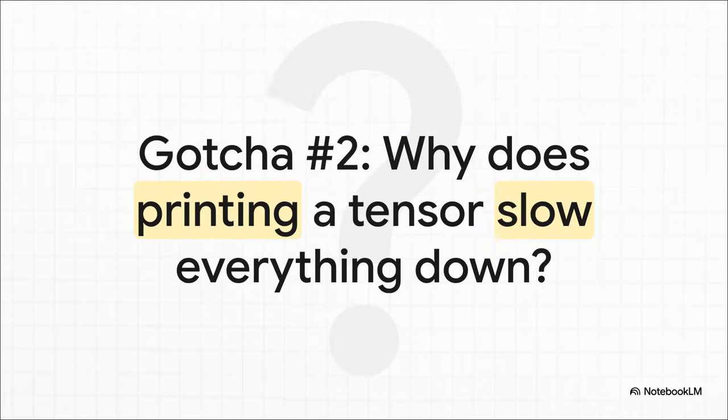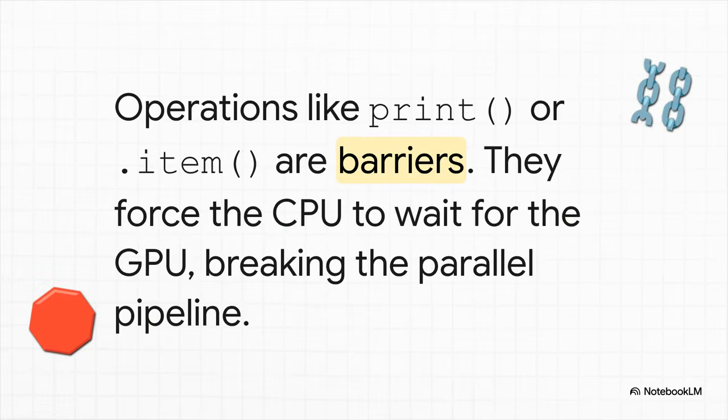All right, trap number 2. You're in a loop, and you decide to just print a tensor's value, or maybe call .item to get a number out. And suddenly, your code grinds to a halt. What's going on? These kinds of operations are what we call synchronization barriers. See, to print the value, the CPU needs the value, but that value might still be on the GPU's to-do list. So the CPU has to stop everything it's doing, wait for the GPU to catch up and finish all its work, and then get the result back. It completely breaks that beautiful asynchronous pipeline we had going.